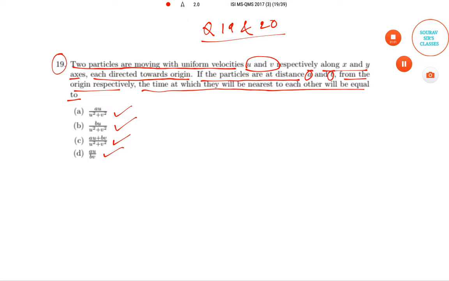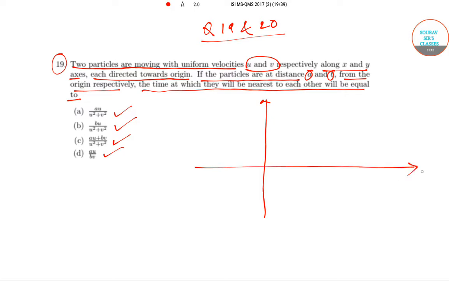These are the options. So to solve this, we'll use a graphical method over here. First we'll draw the y-axis, and this is the x-axis. This is x and this is y. Suppose the first particle is at a distance a, and it is moving with the velocity u towards the origin. And suppose the second particle is at this position where y is equal to b, and this moves with velocity v, small v.